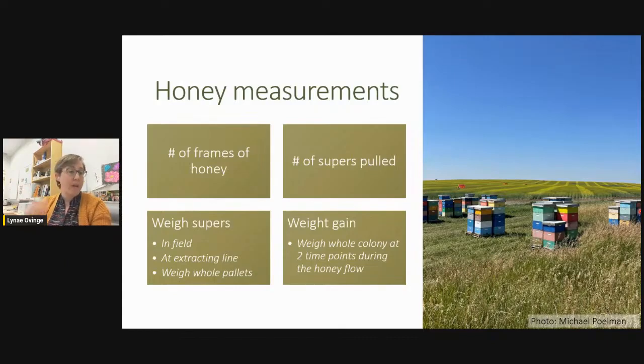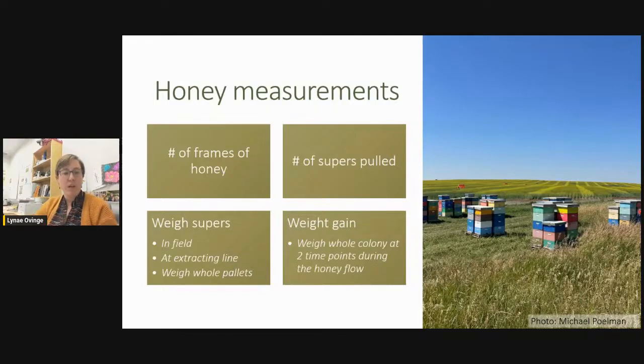You also have the option to weigh supers, getting a little bit more complicated again. I've seen that done in fields. You just put the scale on the truck. I've also seen it where you label them, and then you could do that at the extracting line. That's a less hectic situation. In my experience, the guys putting the boxes on the extracting line generally have a little bit of extra time. So that's one way to do it. You can also, if we're doing some of these larger designs, just weigh whole pallets using your barrel scale. Seems to be a good way to do that.